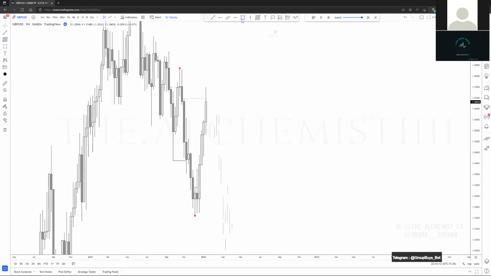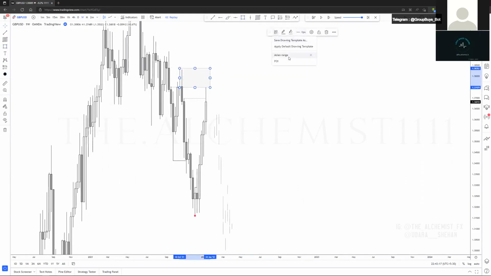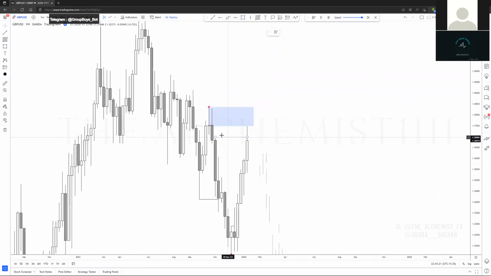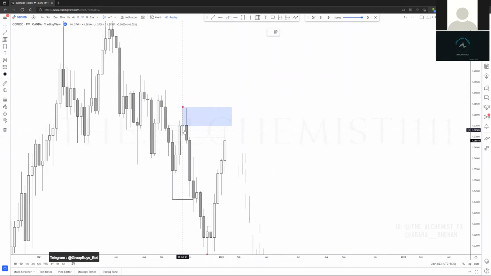What did we have on the weekly? An order block. Can you see that doji? The last push up before the push down. See that right here? Okay, that will turn into your point of interest.